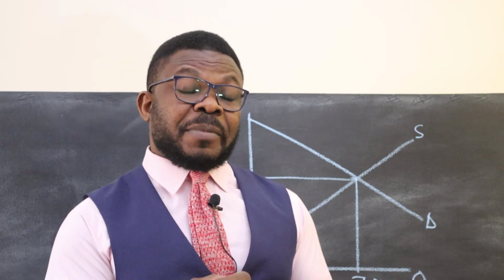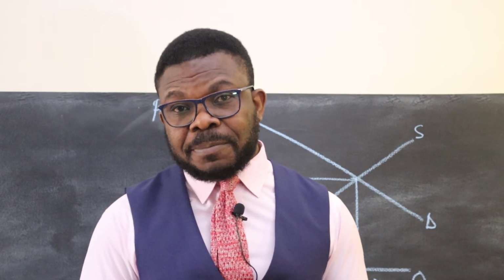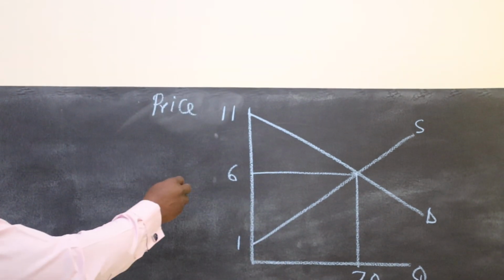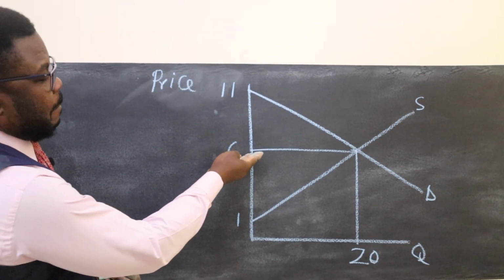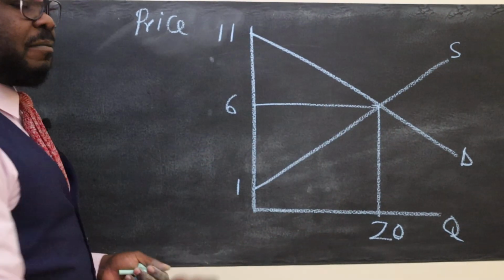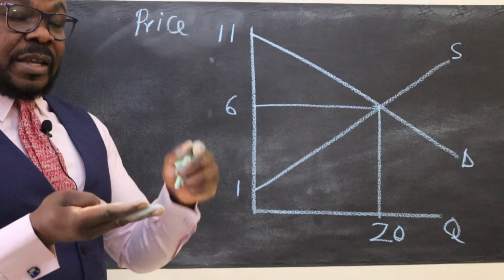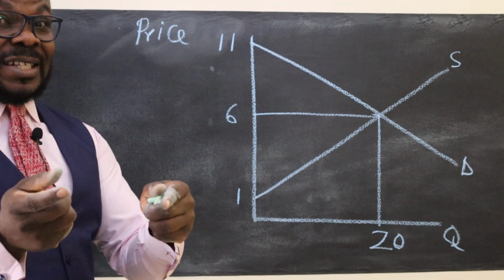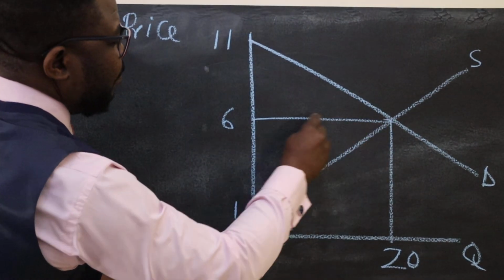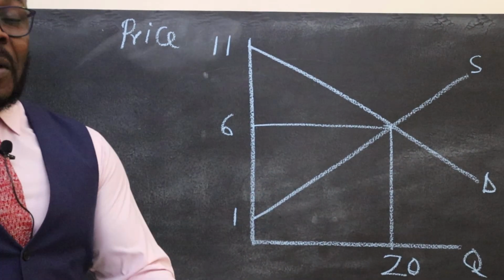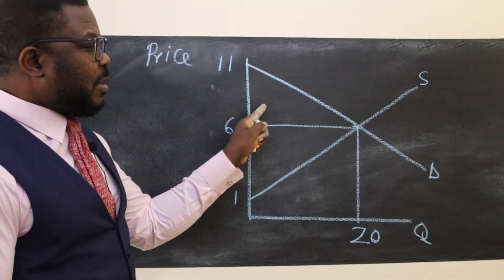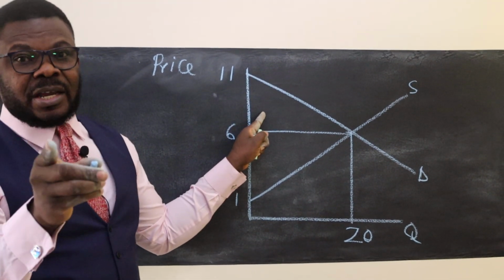So if you are given the numbers and you are asked to calculate the consumer surplus, here is what you do. We know consumer surplus is the area above the price line and below the demand curve. You can see that looks like a triangle, right? And in math, there's a formula for the calculation of the area of a triangle. So we have to calculate the area of this triangle. And here is the formula.